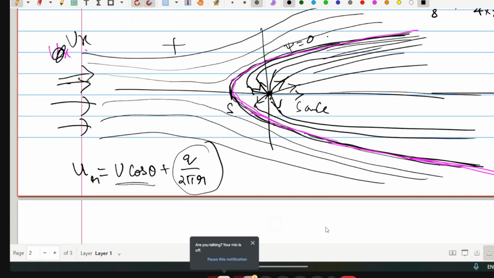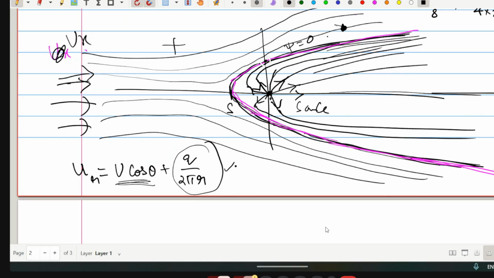Outside, what happens? Outside means you are going to a bigger value of R. For example, you want to look at here. This is your big value of R, so this you can ignore. And what happens to this one? At the stagnation point, theta equal to pi by 2. What is the value you get? This is 0, right? So this is Q by 2. That means cos pi by 2 value is 0, right?